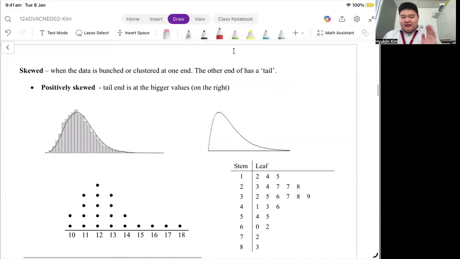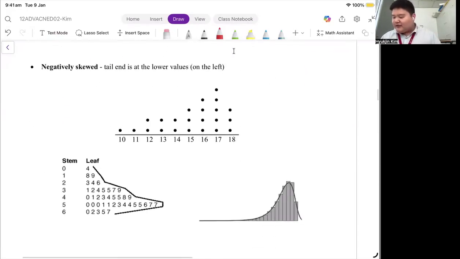Now, skewed, when a data is bunched or clustered at one end, it is counterintuitive, but when it's skewed towards the left, we call it positively skewed. This means the lower values are more concentrated, and negatively skewed is when it's on the right side.